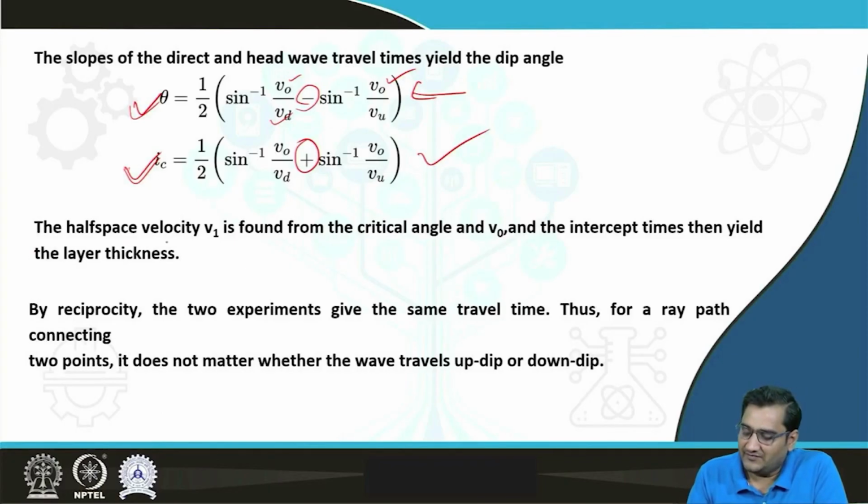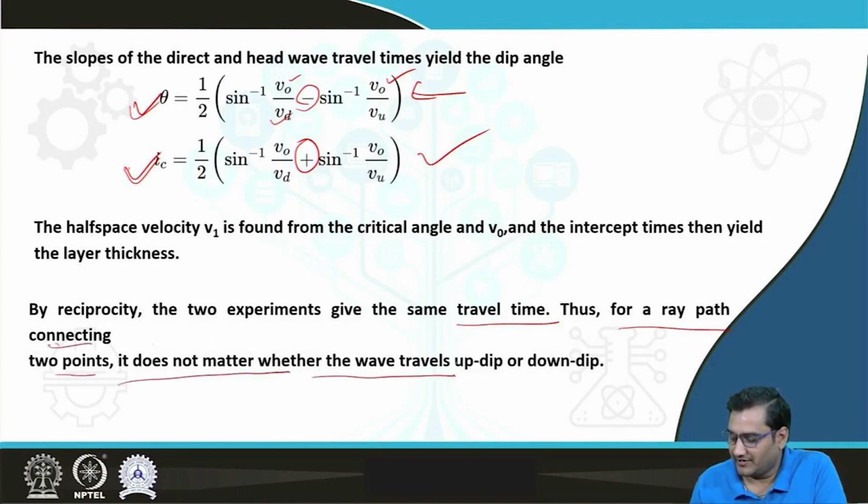So the half space velocity v1 is found from the critical angle and v0, and the intercept times then yield the layer thicknesses, and by reciprocity the two experiments give the same travel time. Thus for a ray path connecting 2 points, it does not matter whether the wave travels up or down dip.